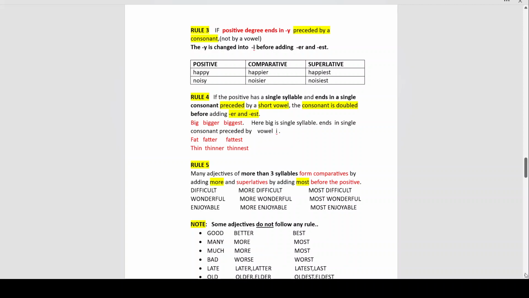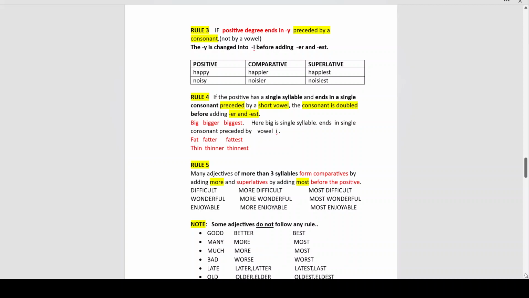So happy, happier, happiest. Noisy, noisier, noisiest. Now in noisy, it is ending in Y, preceded by the consonant S. So we remove Y. For comparative, it becomes noisier. IER is added, and for superlative EST is added.